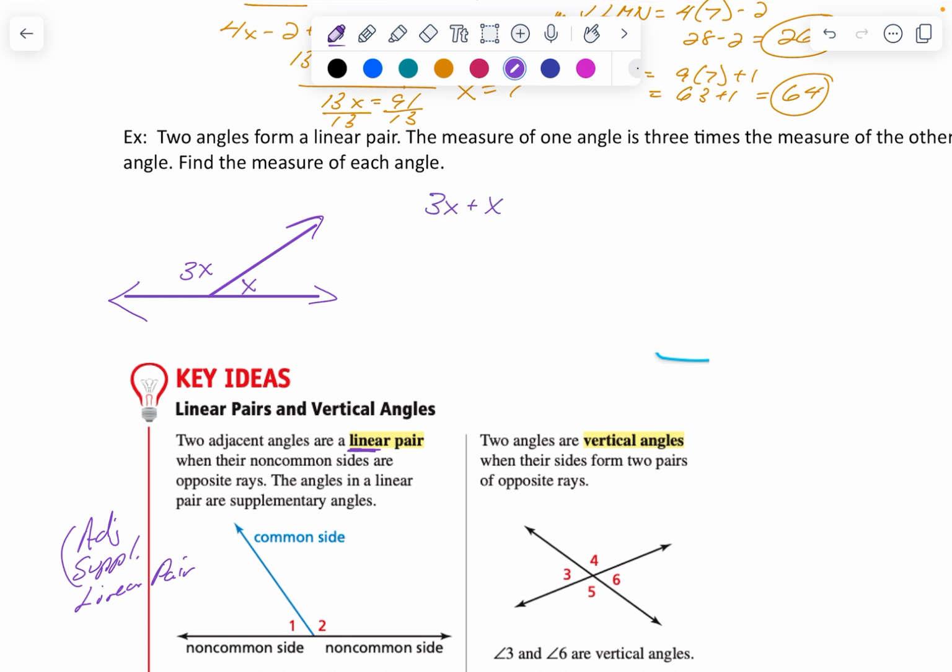So 3x plus x equals 180. 4x equals 180, divided by 4, x equals 45. We're not done though. So the one angle is 45, and the other angle is 3 times 45, which is 135 degrees.